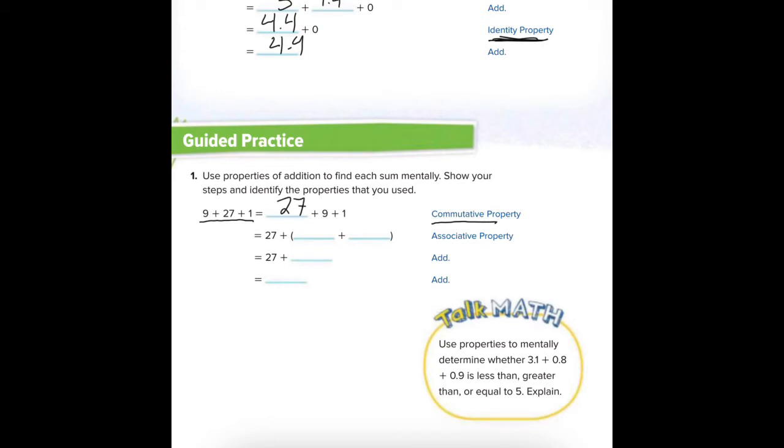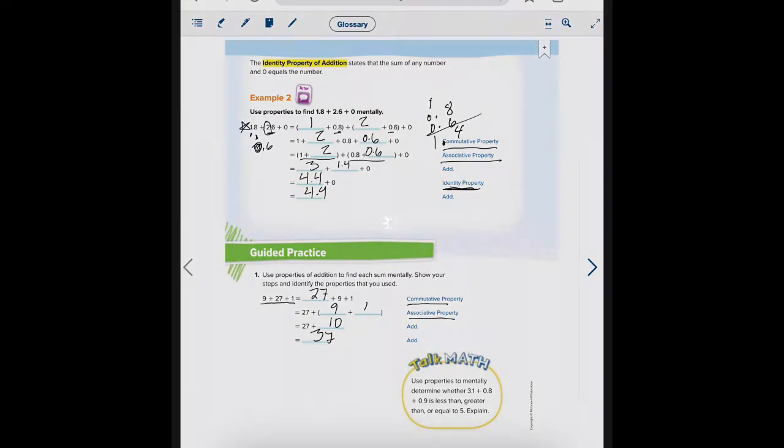Now they want us to do it with the associative property. And what numbers are easiest to add mentally? You're right, 9 and 1 are easiest to add mentally, so let's put those in the parentheses. And 9 plus 1 is 10. Then we can easily add 27 plus 10 to equal 37. I know this is kind of confusing. Just do one step at a time and try not to rush, and you'll do just fine.